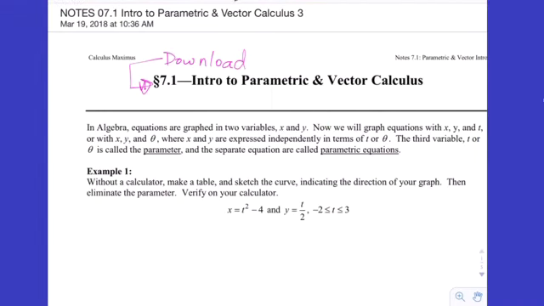All right, so chapter 7 is all about what we call parametrics, which leads nicely into vector calculus, okay? They're really the same thing. So what does parametric mean?